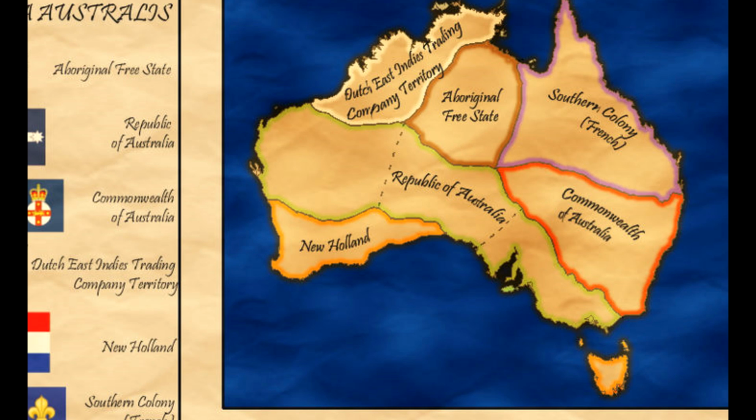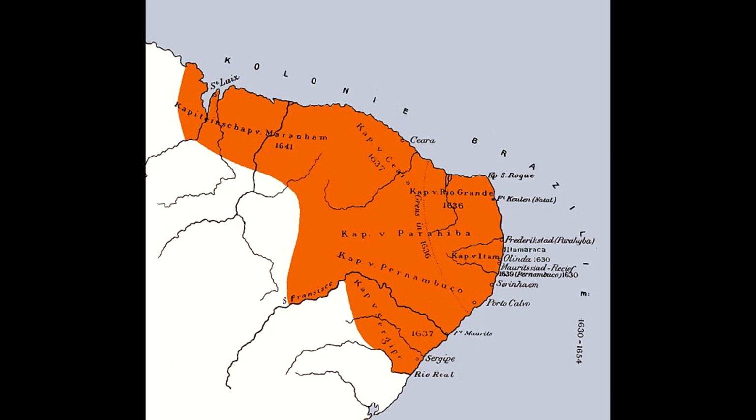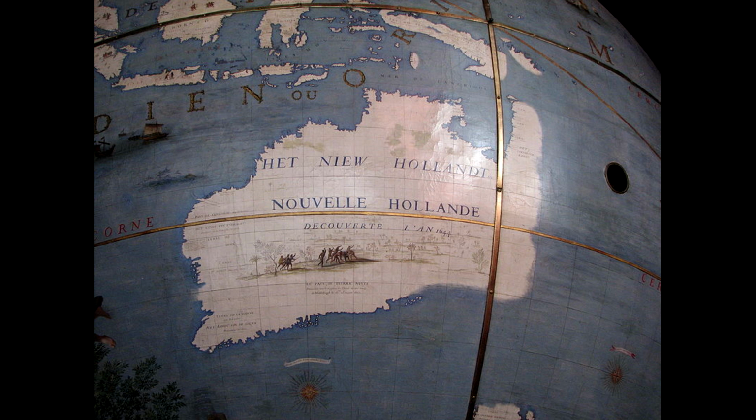Next on our tour is New Holland and the Dutch East Indies Trading Company territory. In our timeline, the Dutch were the first Europeans to sight Australia in 1606, and they named the continent New Holland, which is what they also named their short-lived 17th century colony in Brazil, suggesting the Dutch aren't that original at naming colonies. Anywho, despite exploring the coast of Australia extensively, they made no move to settle it because they found Australia to be inhospitable, and so moved on to the easier climate of Indonesia.